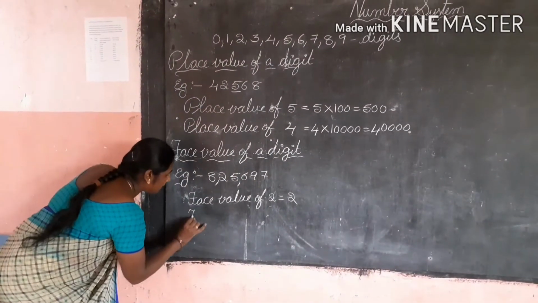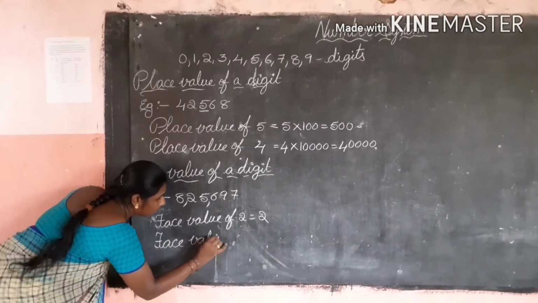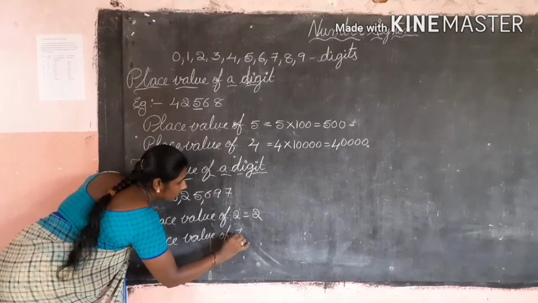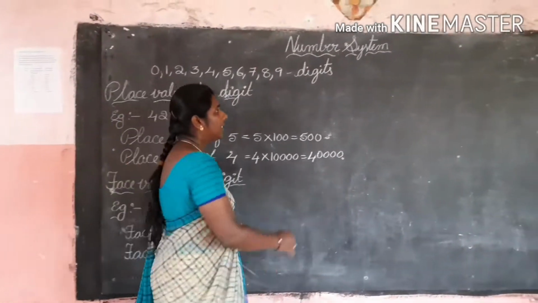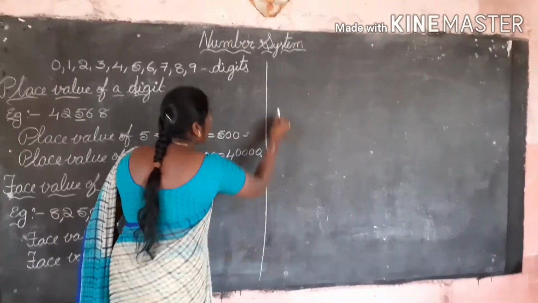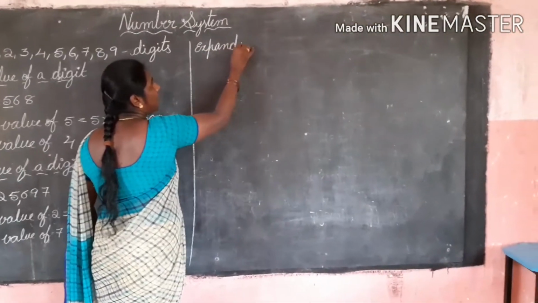Next, again say the face value of 7 is equal to 7. The face value is the digit itself. Next one, expanded form of a number.